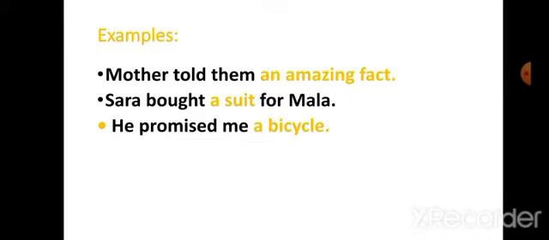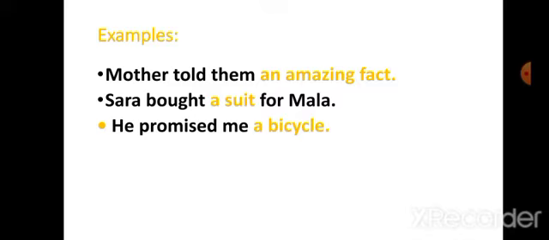You can see the examples. Mother told them an amazing fact. Sarah bought a suit for Mala. He promised me a bicycle. Children, in these examples, namely them, Mala, and me are the recipients of the direct objects.